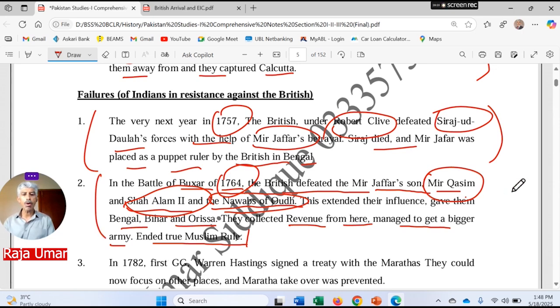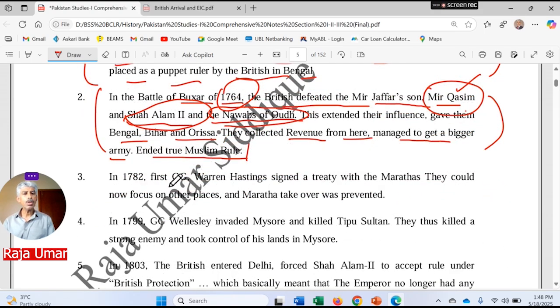So again, that was the failure of the locals, that they were defeated by the British, whether it was Mir Qasim, Mir Jafar's son in Bengal, or the forces of the Mughal Emperor Shah Alam II, or the forces of the Nawab of Oudh. In 1782, the first Governor General Warren Hastings signed a treaty with the Marathas. They could now focus on other places, and a Maratha takeover was prevented. So in this way they got control of central India by signing a treaty, not war this time. So the British took multiple strategies to take control over India.